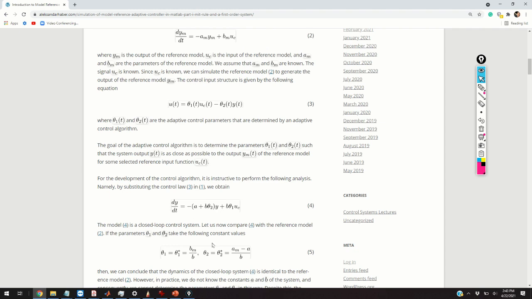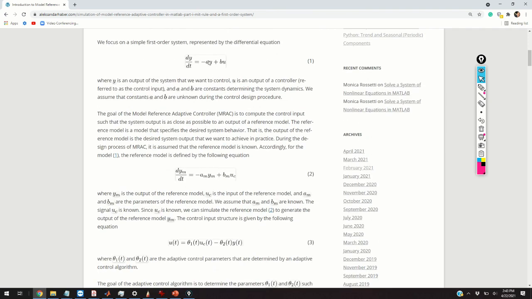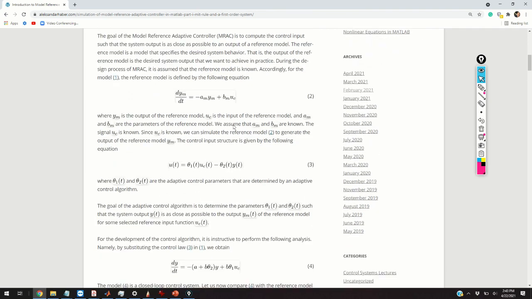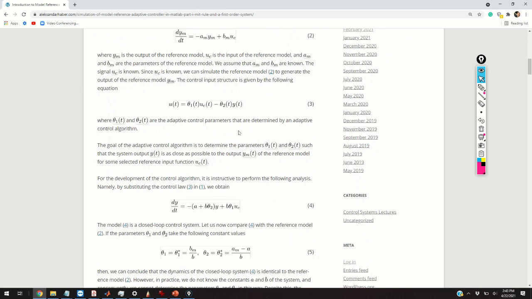However, the catch here is that we cannot determine the parameters θ1 and θ2 in this way, since we don't know a priori the system parameters a and b, right? The plant parameters are unknown. The plant dynamics is unknown. We only know the structure of the plant dynamics.